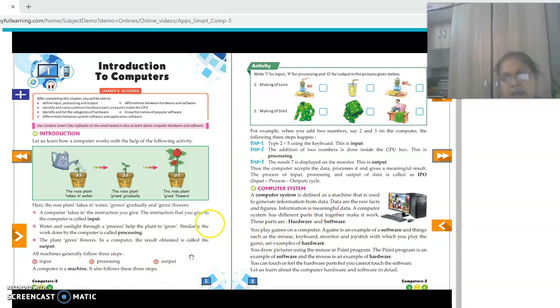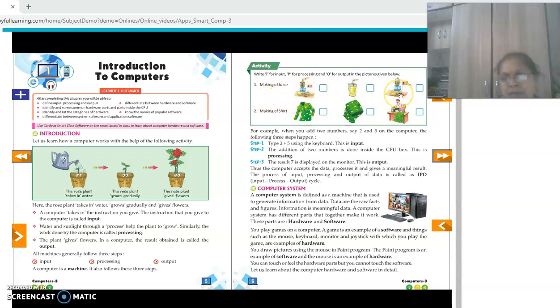So we can say कि computer works on the IPO cycle. How does a computer work? Students, a computer works on the IPO cycle. So what is the IPO cycle now? IPO cycle means input, process and output. Now we can understand the IPO cycle by these small activities.